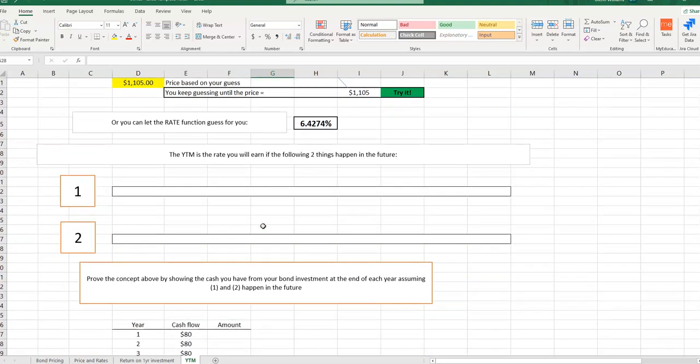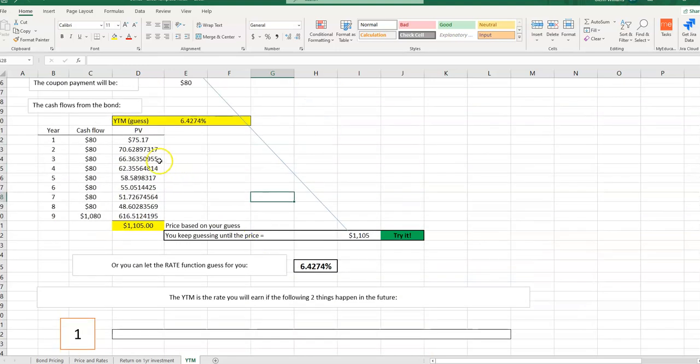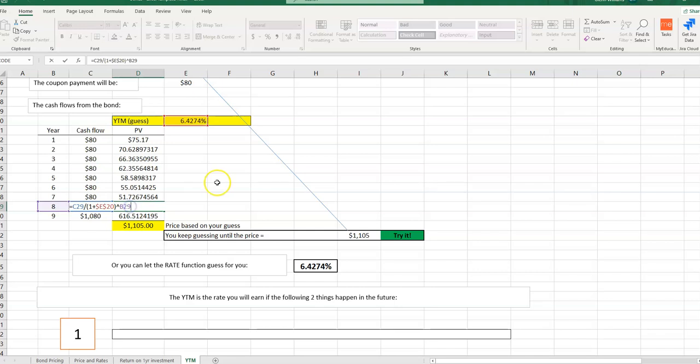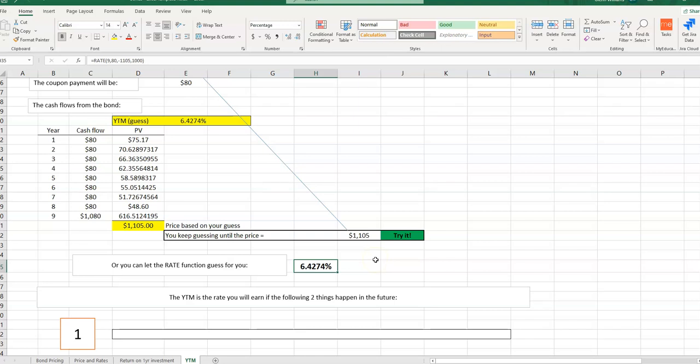Now, I've got here the yield to maturity is the rate you will earn if the following two things happen in the future. And yes, that's true. Notice we're assuming that this rate stays the same all the way through. That is, the money we expect to receive 8 years from now, we're still using that interest rate to discount it as if the rate was just going to be the same for the next 9 years. We know that's not true, but it's the best guess we can come up with at the beginning. In bond investing, it makes sense to calculate this number because it does give us some information.